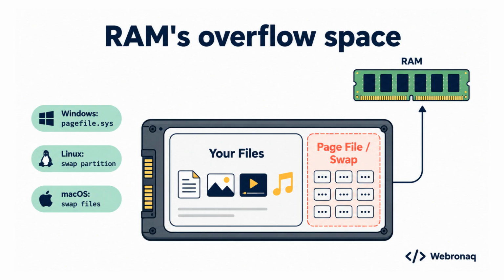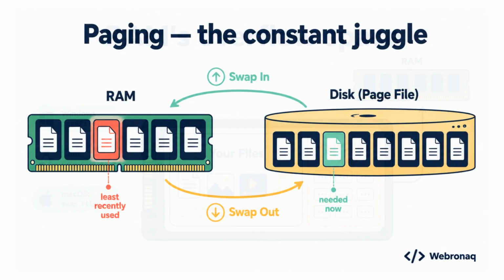Now let's see how this back and forth actually works. The OS doesn't move entire programs around. That would be way too slow. Instead, it breaks memory into small, fixed-size chunks called pages. A page is usually around 4 kilobytes in size.